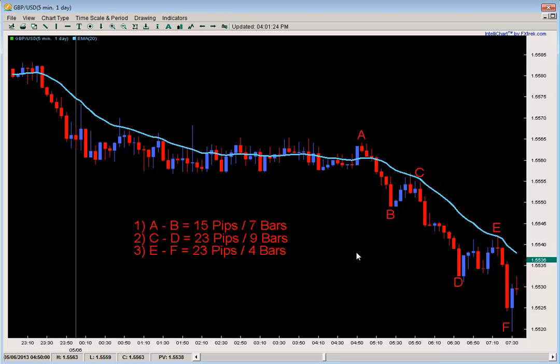So I hope you found this useful. I hope these ideas and concepts from a price action and an order flow perspective in spotting transitions make sense to you.